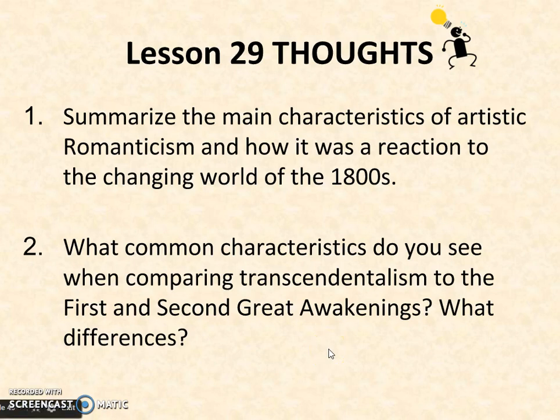So our Lesson 29 thoughts. One, that we can summarize the main characteristics of artistic Romanticism and how it was a reaction to the changing world of the 1800s, how the Romantics reacted against the industrial world to embrace emotion and artistic freedom and nature. And number two, what common characteristics do you see when comparing transcendentalism to the First and Second Great Awakenings, and what differences do you see?